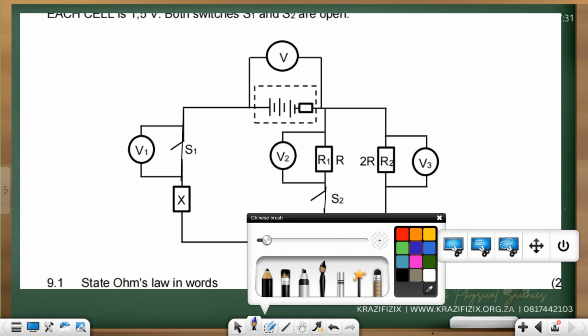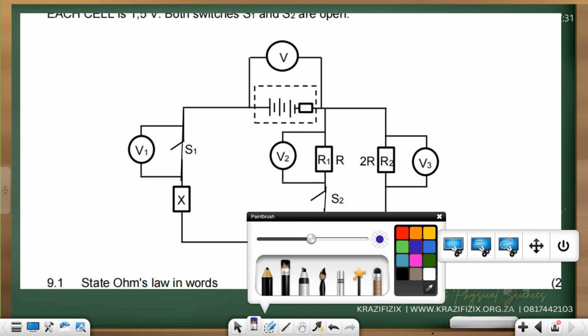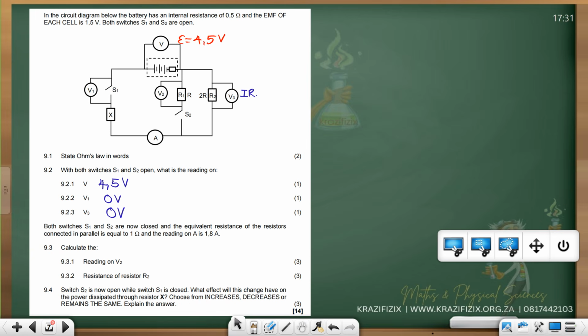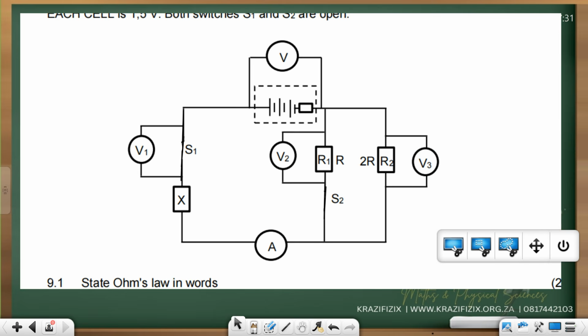Okay, let's act as if it's all closed originally. Switches are now closed. Well closed. Okay. What information do we then have? Reading on A, 1.8. Okay, I'm going to write it first. We don't know whether it's the total. We'll look at it later. What else do we know?